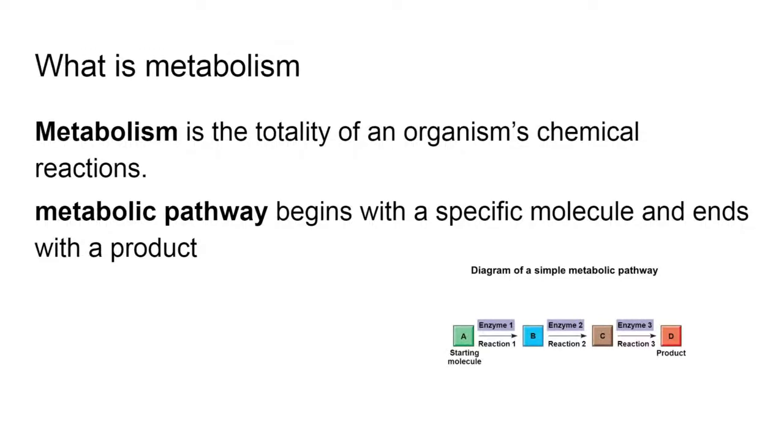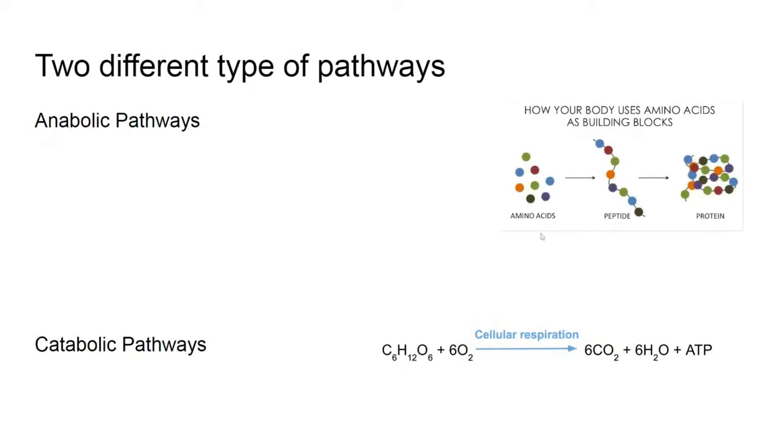And a metabolic pathway is what begins with a specific molecule, and certain reactions happen to it until we have an end product. So we have two different types of pathways: anabolic and catabolic pathways. Anabolic pathways are what build things, and catabolic pathways are what break things down.